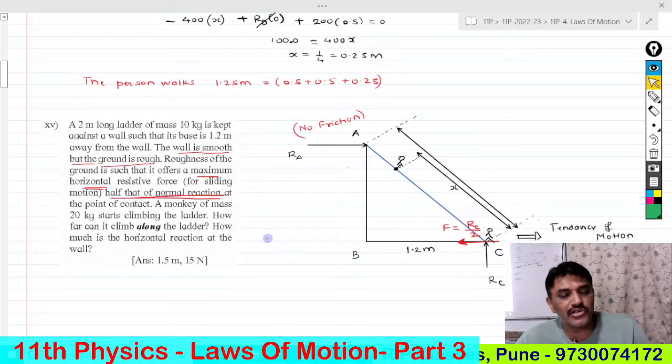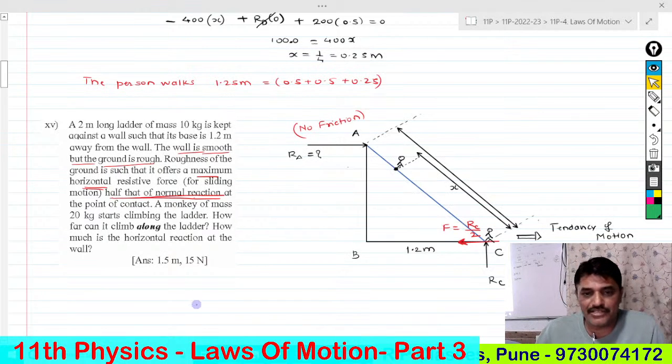How much is the horizontal reaction at the wall? That is one more thing. The horizontal reaction RA has also been asked here. So these are the two things they have asked here.